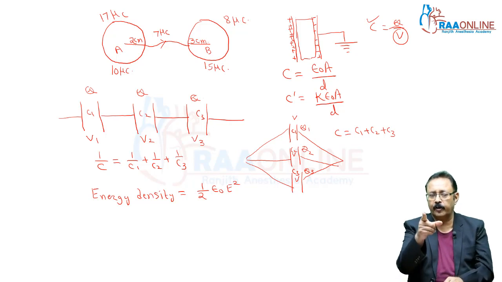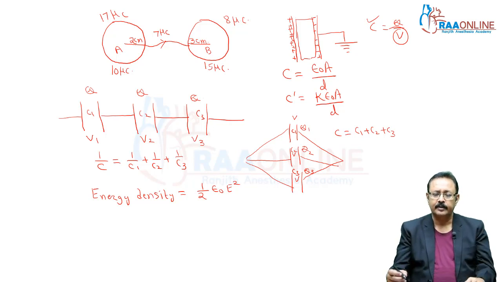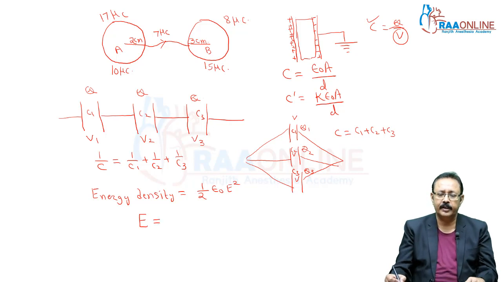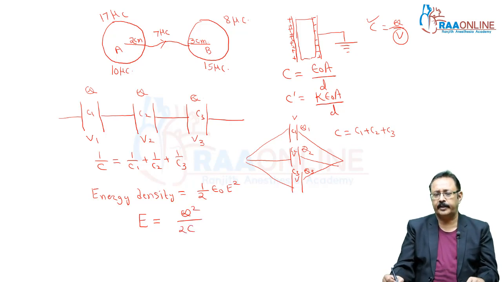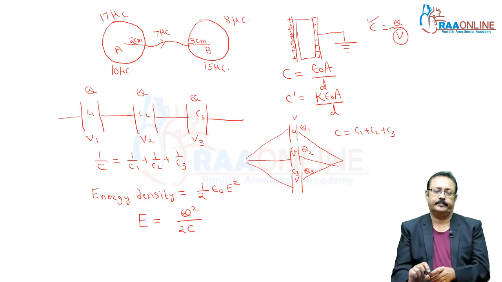You know the formula for capacity, epsilon naught A upon D. Increasing D means decreasing C. Q is constant and C is decreasing. So write energy in terms of these two only. What is energy? In terms of Q and C, it is Q square by 2C. Q is constant, C is decreasing, so E should increase. So the value of E will increase.